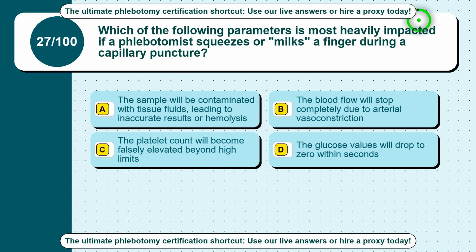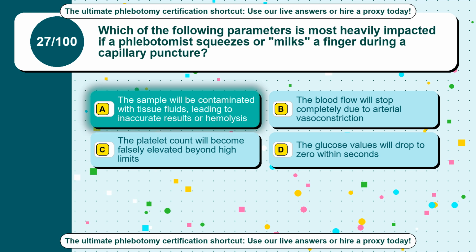Question 27. Which of the following parameters is most heavily impacted if a phlebotomist squeezes or milks a finger during a capillary puncture? Option A. The sample will be contaminated with tissue fluids, leading to inaccurate results or hemolysis. Option B. The blood flow will stop completely due to arterial vasoconstriction. Option C. The platelet count will become falsely elevated beyond high limits. Option D. The glucose values will drop to zero within seconds. The correct answer is option A.